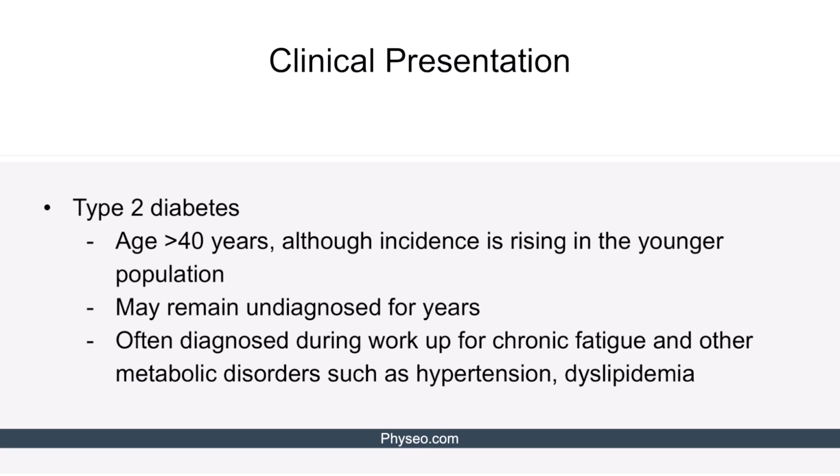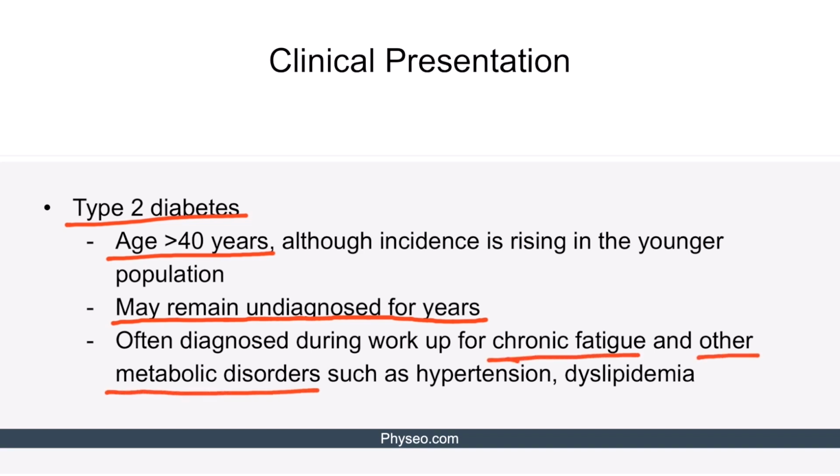Now let's go to type 2 diabetes. This is usually diagnosed after age 40, but as mentioned previously, the incidence is actually rising in the younger population. Now, since these patients retain the capacity to make some insulin, the classic symptoms of hyperglycemia are less common. So they'll actually be asymptomatic and perhaps undiagnosed for many years. In fact, they are often diagnosed incidentally during workup for chronic fatigue and other comorbidities such as hypertension and dyslipidemia.